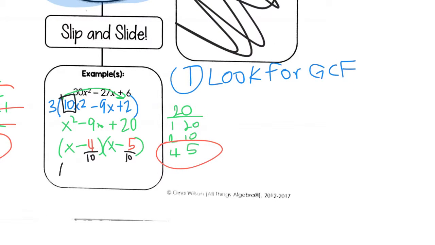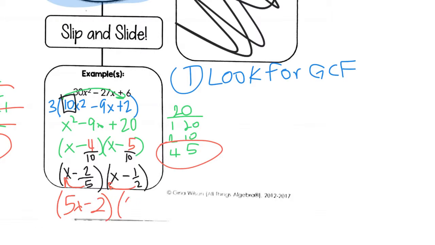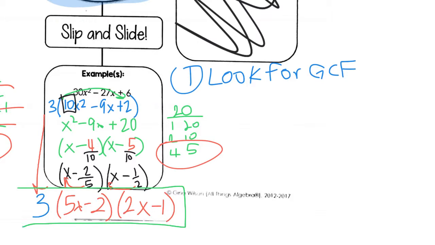So when I simplify my fraction, I get x minus 2/5 times x minus 1/2. The last thing that you have to do is you slide your denominators back in front of the variables. So I have 5x minus 2 times 2x minus 1. The last thing I need to do is bring down that greatest common factor, which was a 3. So my answer is 3 times 5x minus 2 times 2x minus 1.